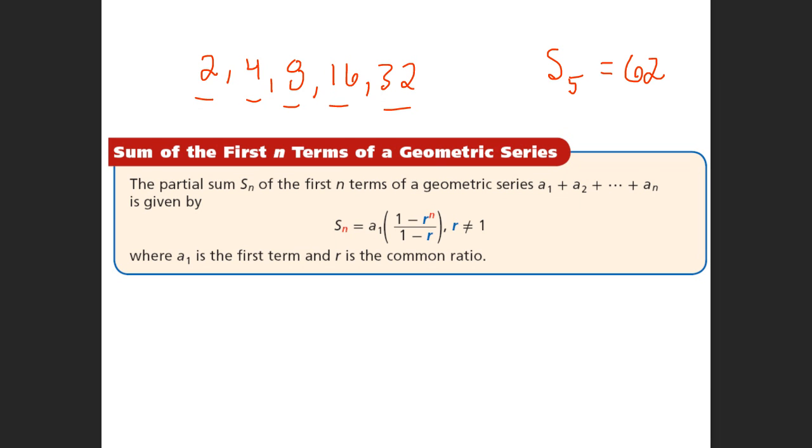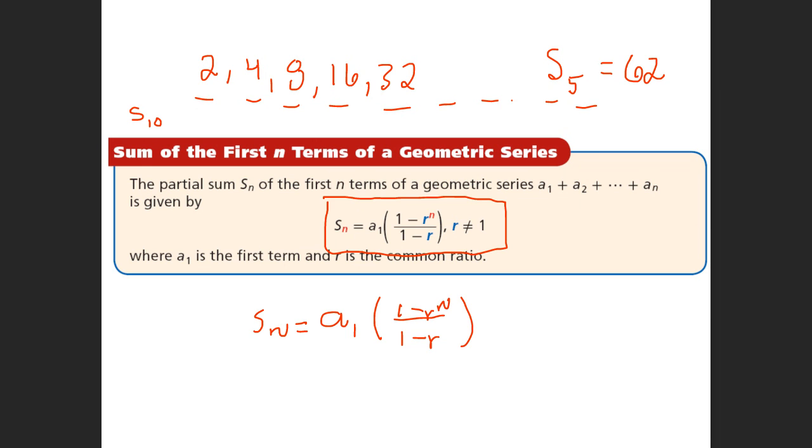Now, if I said, what is S of 10? Do I really want to find the first 10 terms? So there's a formula. It finds the sum of any number of terms. S of n is equal to a sub 1 times 1 minus r to the n, over 1 minus r. This time I need 3 things. I need the first term, which I know is 2. I need the r value, which I also know is 2 because it's always multiplying by 2. And then I need the number of terms I'm going to add together. That's 5 in this one because we know what the answer is. So we want to use the formula with something we already know.